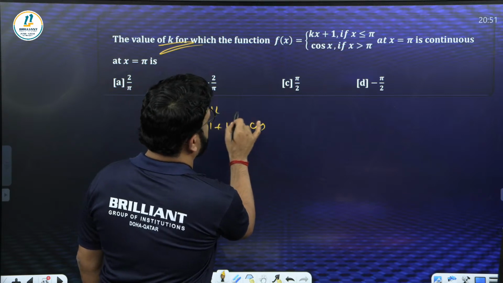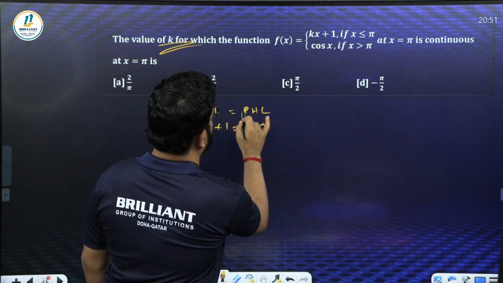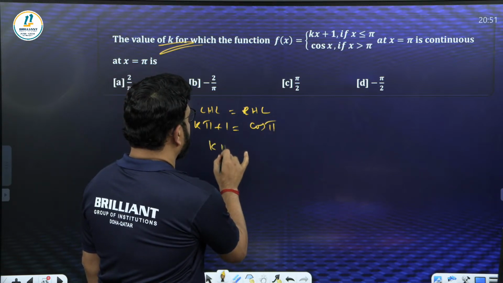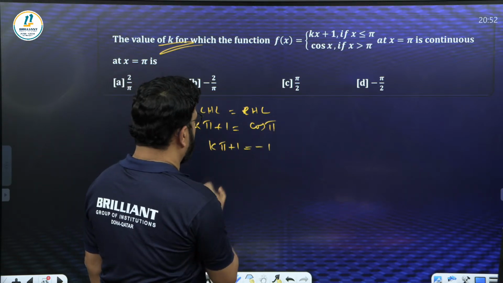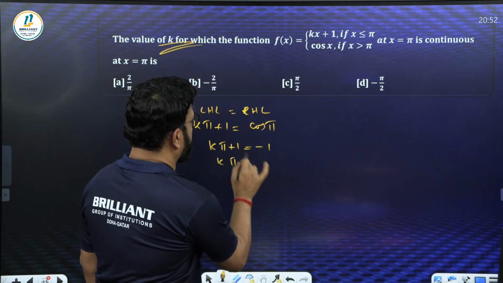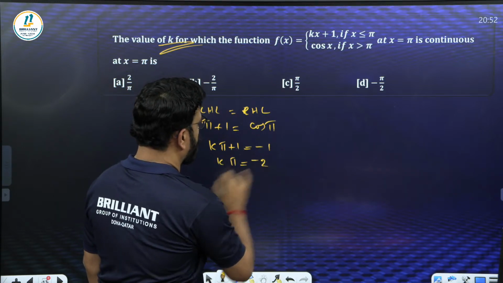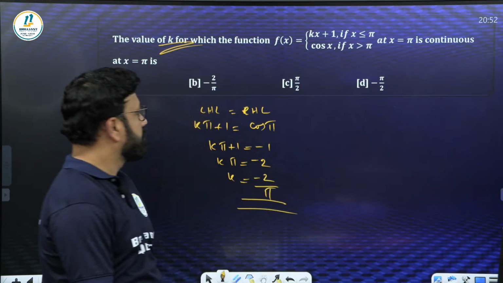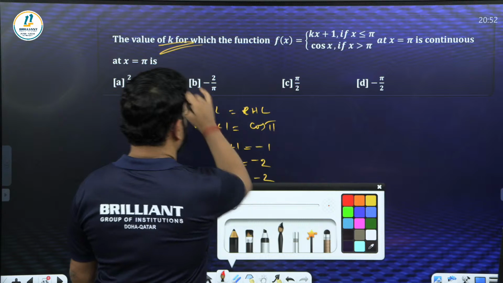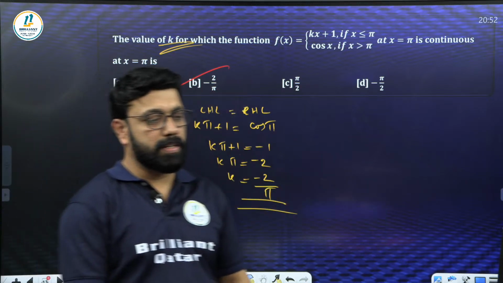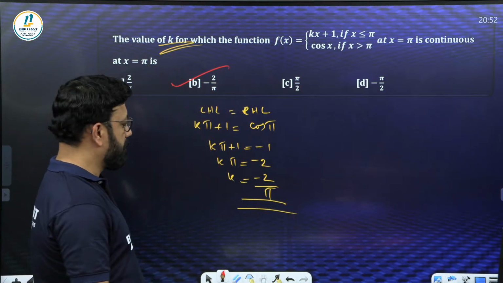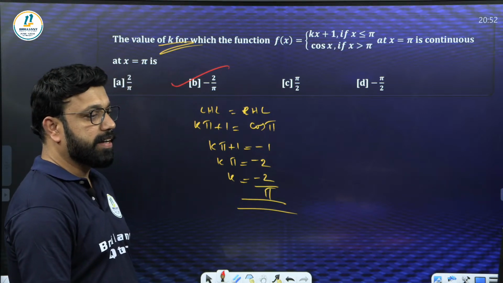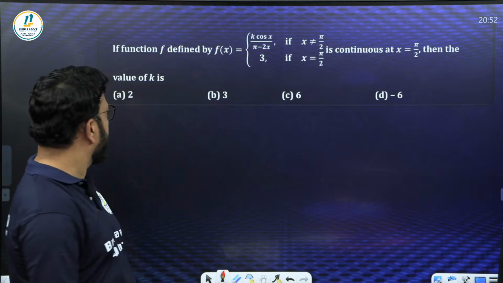LHL equals RHL. k pi plus 1 equals cos pi. cos pi is negative 1. So k pi equals minus 1 minus 1; take plus 1 to the other side, minus 2. k equals minus 2 by pi. Check the options. Yes, option B is the right answer. Very simple, direct question. Minus 2 by pi. Clear? Okay, I hope that's enough. All are getting the correct answer. Good, good. Let's move to the next question.